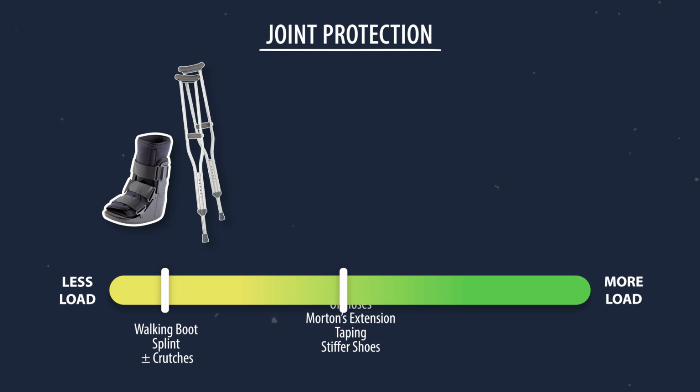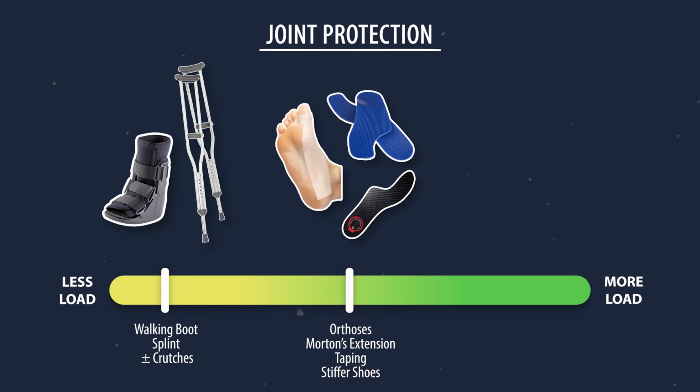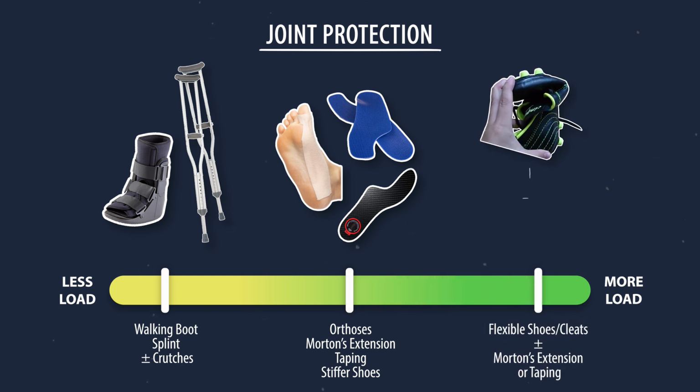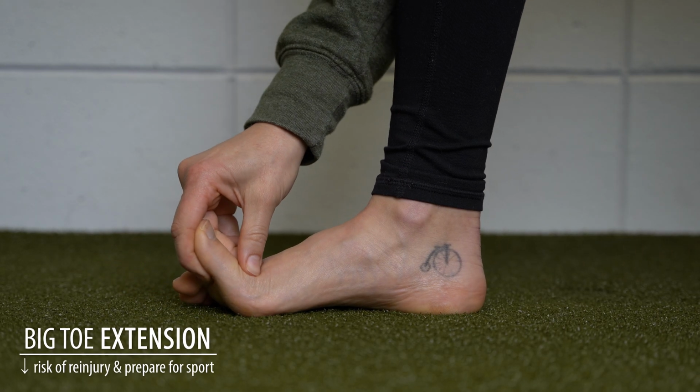In less severe cases, or as symptoms subside, orthotics, shoe inserts, taping, or stiffer shoes can be used to limit big toe extension. And finally, as pain decreases and tolerance to activity improves, you can gradually transition back to a more flexible shoe. However, as you return to your sport, you may continue using shoe modifications, an insert, or taping if desired.